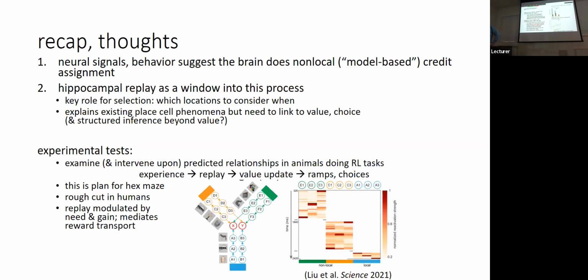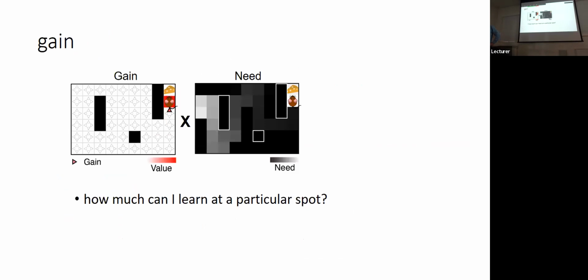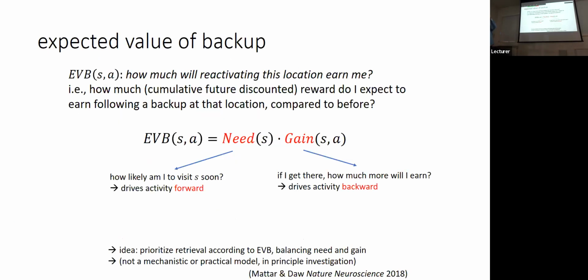I think the simplest idea is that you light up the whole path over the course of 100 milliseconds, and dopamine pulses, and the whole path gets the value, right? That's the zero order model.